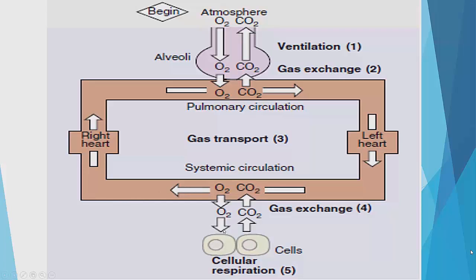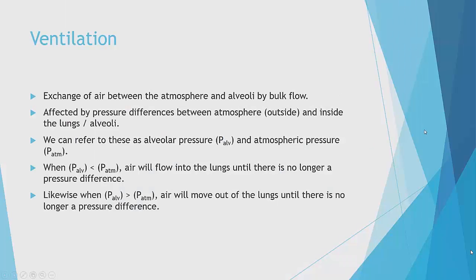Here your cells then use this oxygen from the blood to undergo cellular respiration and make energy, while this blood then travels back around to the right side of the heart, where it's pumped back around to the pulmonary circulation as deoxygenated blood, which can then be oxygenated again, and the process starts once again.